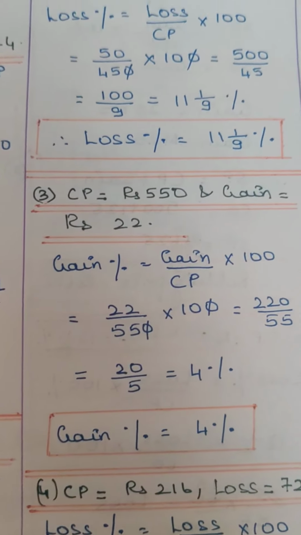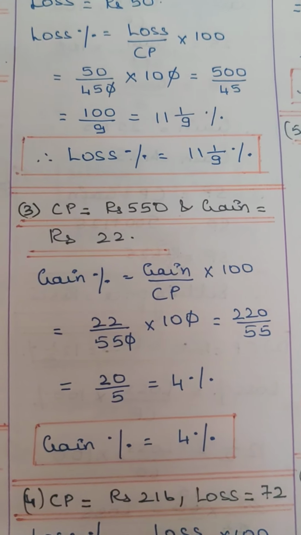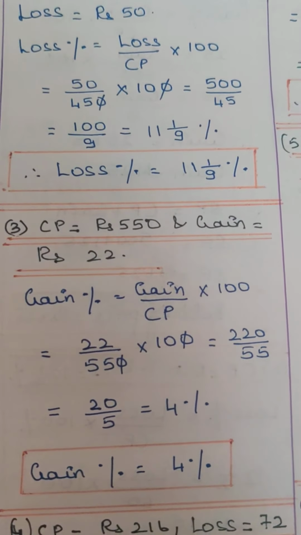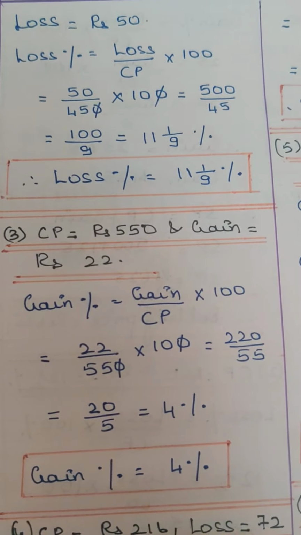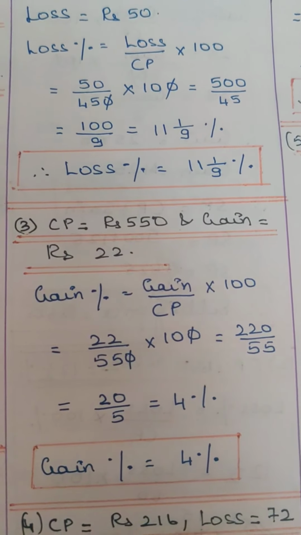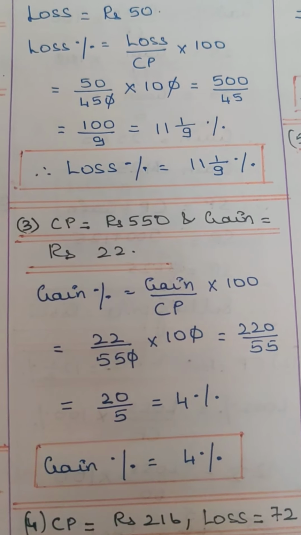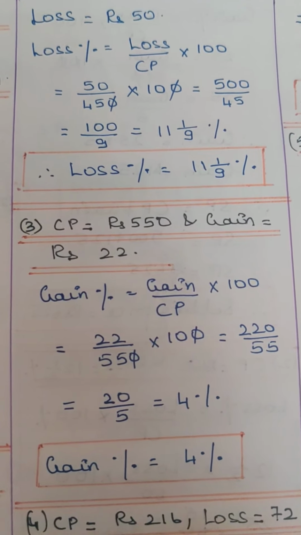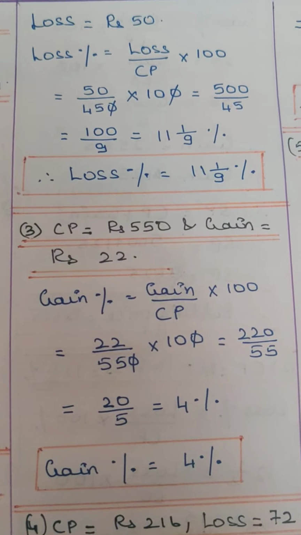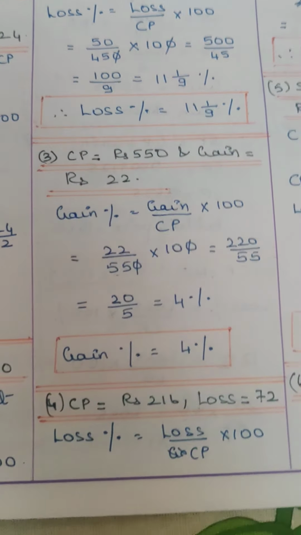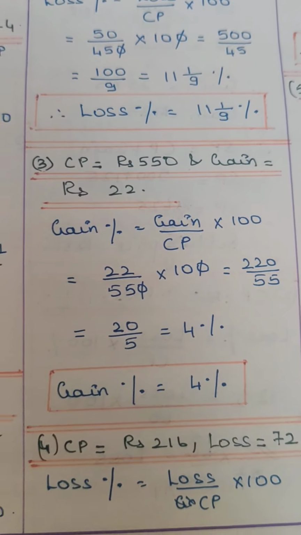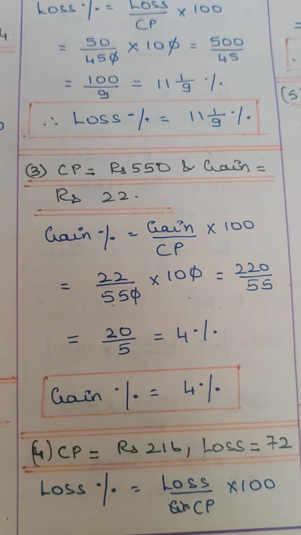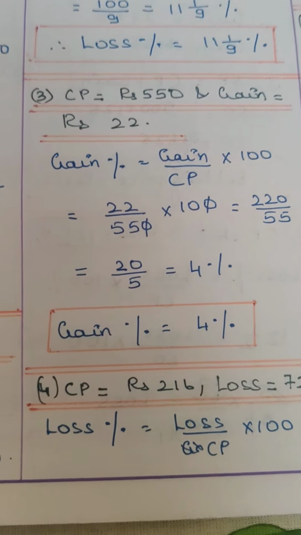Next one. They have given you cost price is equal to 550 and gain is equal to 22. So here there is just one thing that you need to find, that is gain percent, that is equal to gain by cost price into 100, that is 22 by 550 into 100, that is equal to 220 by 55, that is equal to 20 by 5, that's equal to 4%. Therefore gain percent is equal to 4%. Let's move on to the next sum.